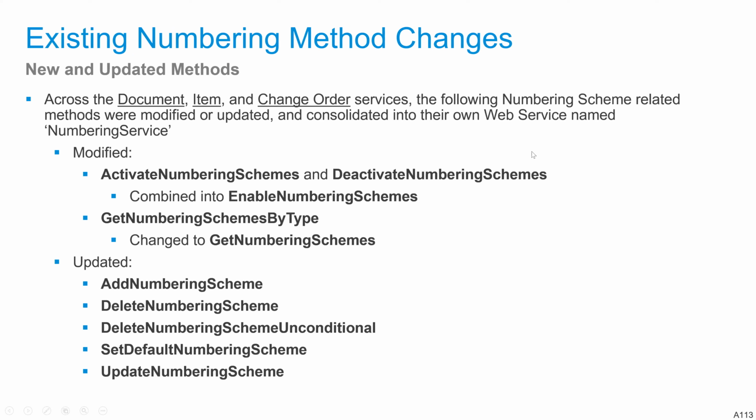One for activating and deactivating schemes was consolidated into one common method. And get numbering schemes by type was replaced by just get numbering schemes. And that will leverage the entity class IDs. And amongst the rest, they were simply updated with new parameters. So we have add numbering scheme, delete numbering scheme unconditional, set default numbering scheme, and update.